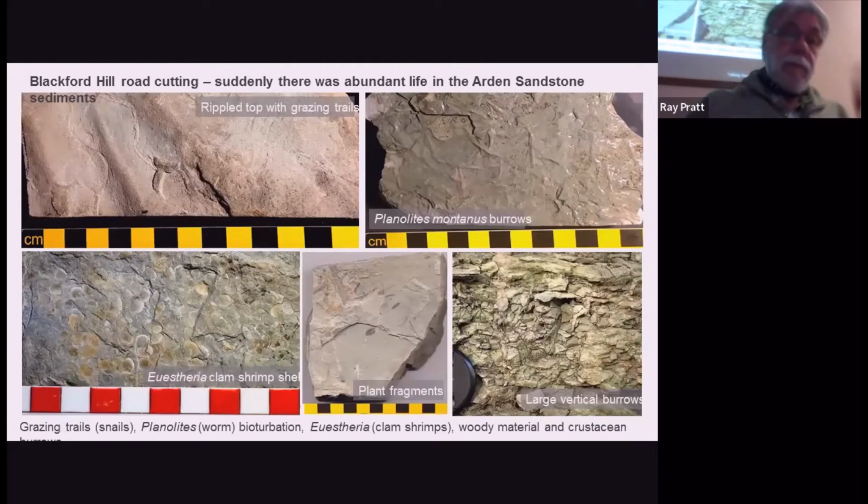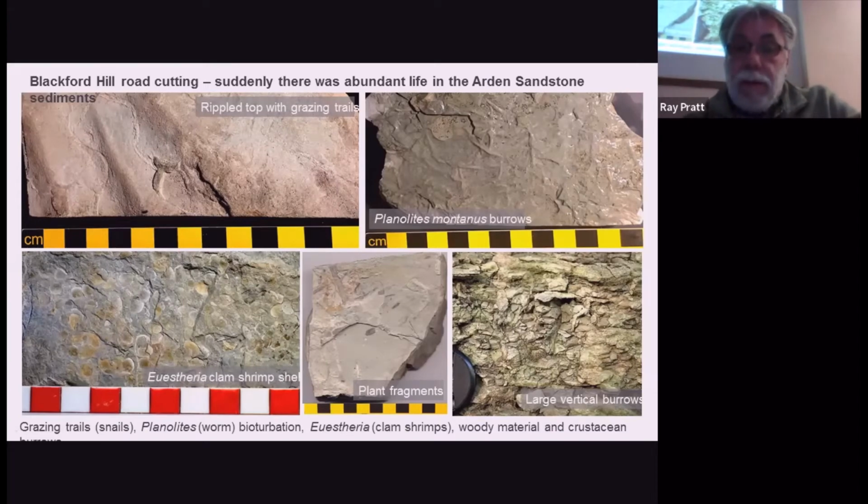Just a few more examples from this hill cutting outside Henley in Arden. So here's a slab which has got ripple crests on it on the top left, and you can see there are wavy trails running across it, and there's some sort of grazing trail, potentially a gastropod or some crustacean coming out and moving in the shallow water on top of the ripple crests. Top right are some small horizontal burrows. They were first described by John Pollard and Jeff Warrington from Nottinghamshire. These are Planolites montanus.